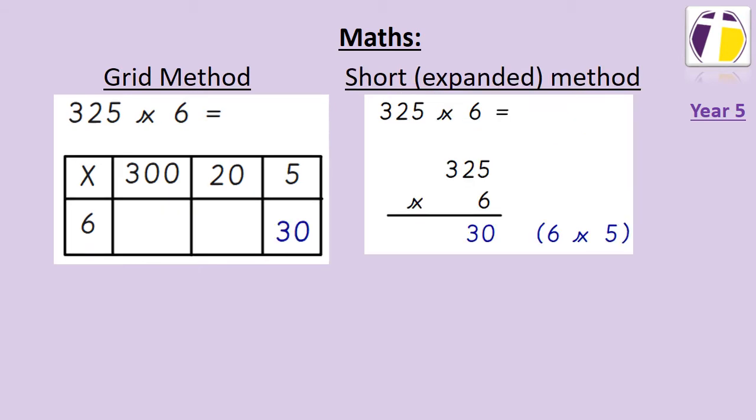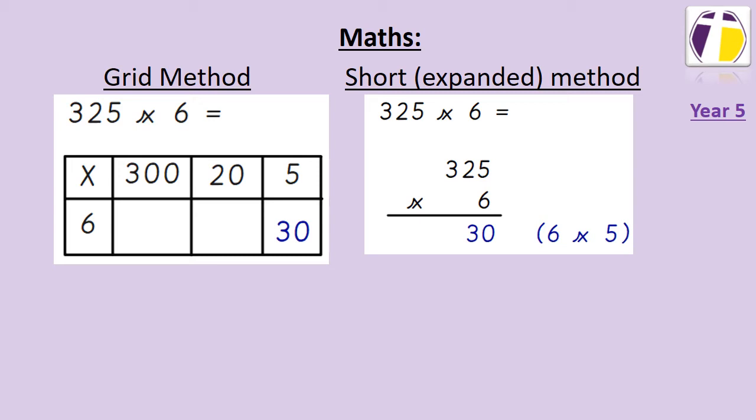My question is 325 times 6. In my grid method, I have split 325 into 300, 20 and 5, and then I have number 6 down the bottom. My first step in my grid method is to multiply 6 by 5. This gives me 30, so I fill in that box.